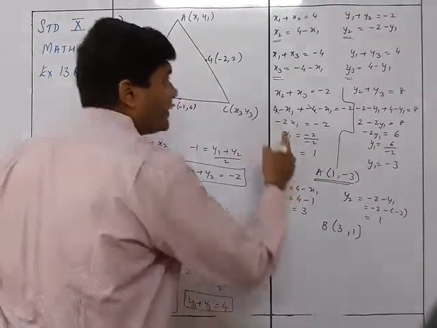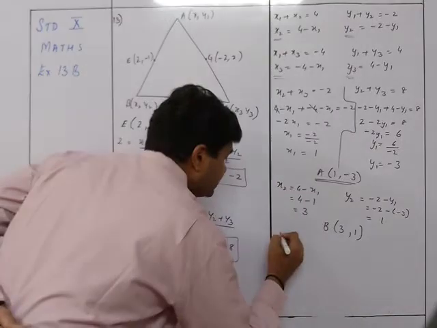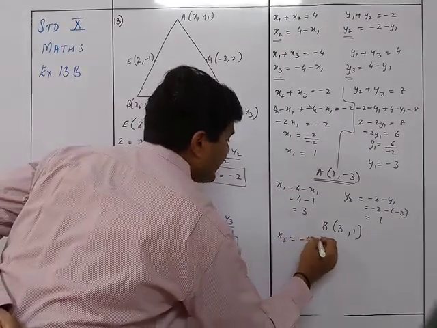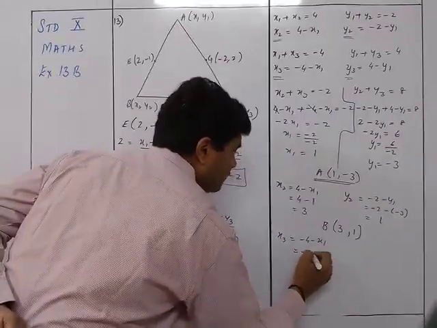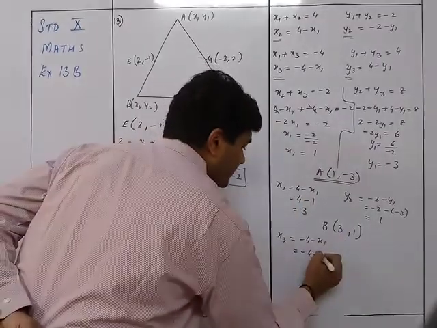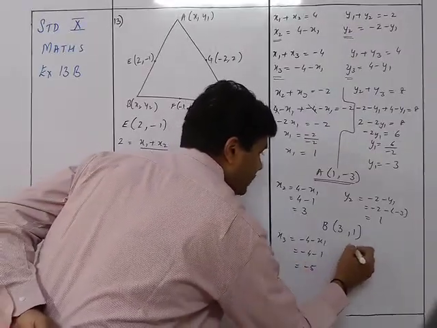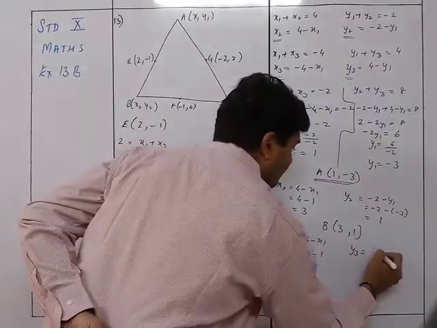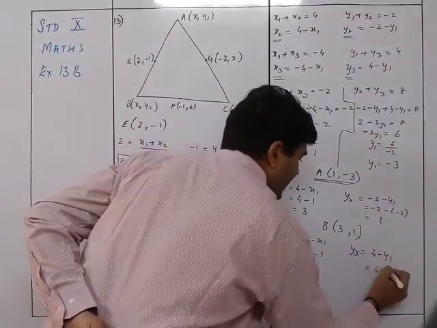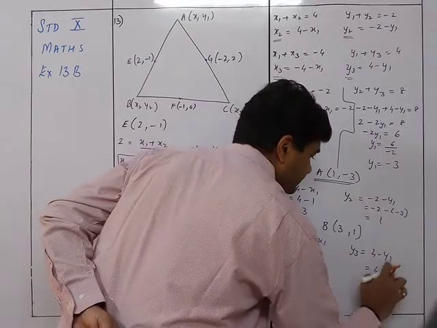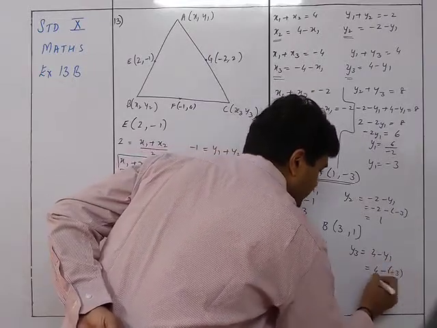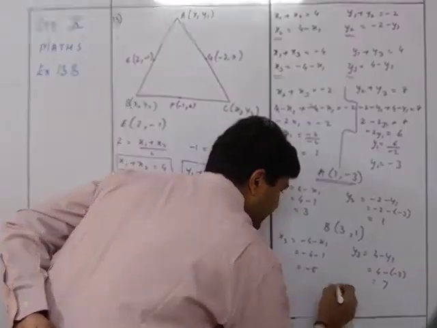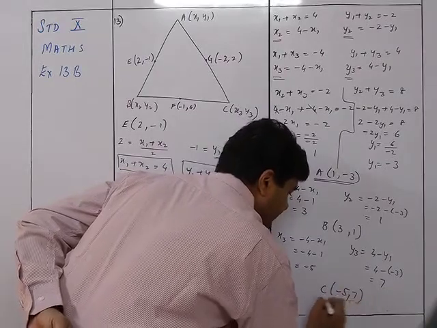We move on to the next one, x3. x3 is equal to minus 4 minus x1, which is minus 4 minus 1, which is minus 5, and y3 is equal to what is y3? 4 minus y1. 4 minus y1 is 4 minus minus 3, which is equal to 7. So C is minus 5, 7.